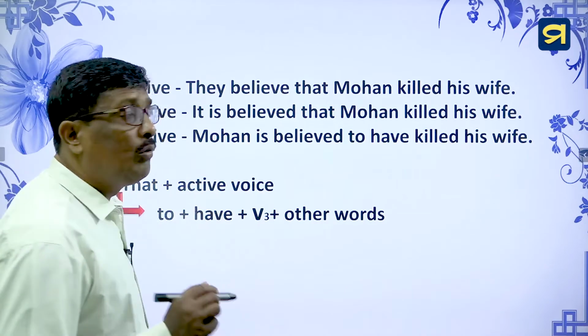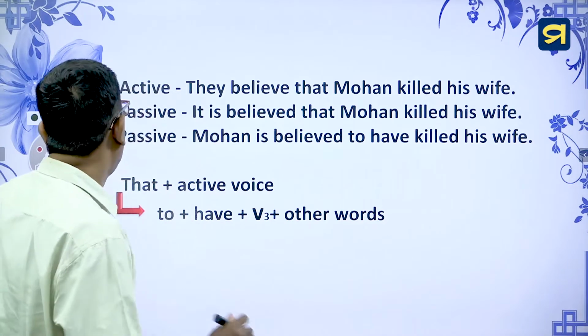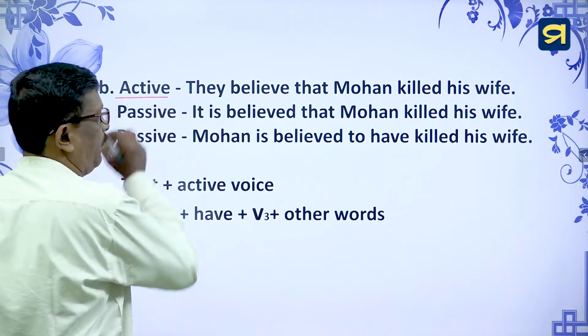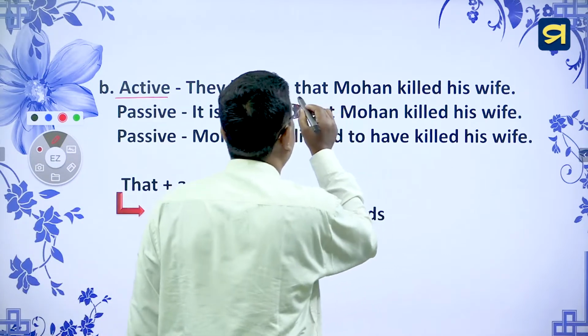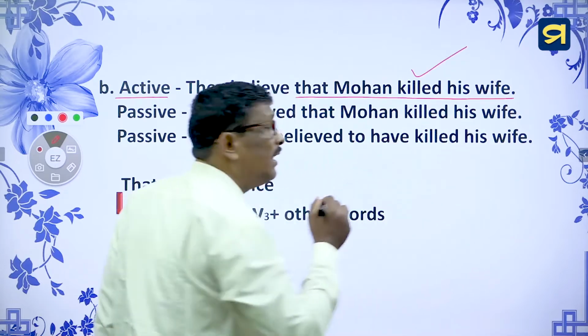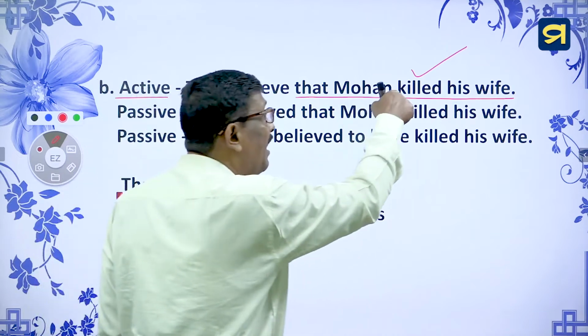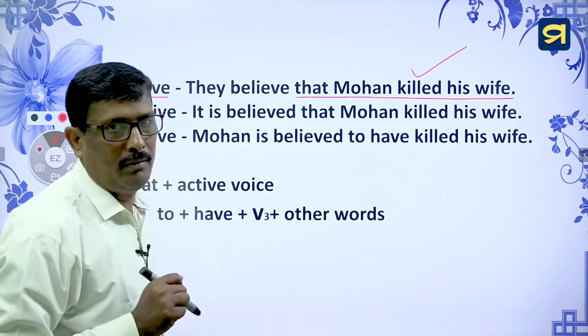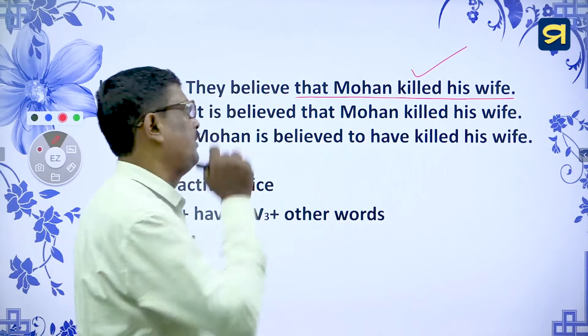Dear students, today we are going to discuss another rule. You see, it is an active voice. They believe that Mohan killed his wife. You mark it here, that clause is used as an object. But here is and are is not used as a main verb. Here a main verb, a lexical verb is used.